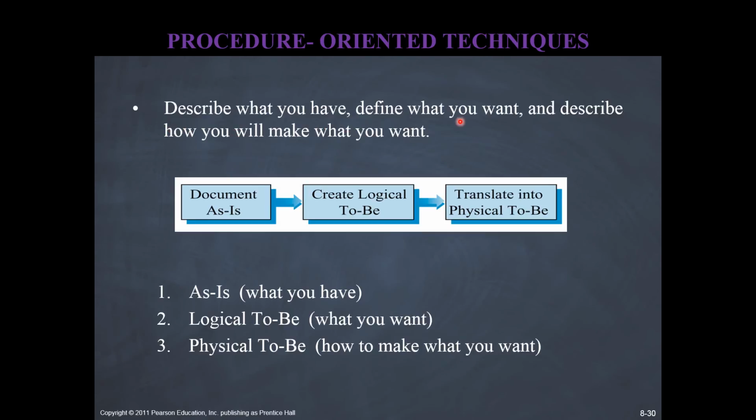Describe what you have, define what you want, and describe how you will make what you want. In other words, first of all, you need to document the as-is situation, the situation that you currently have within your organization. As a second step or second high-level phase, you need to create a logical to-be model. In other words, the state of things is described here, and there's something wrong with the current state of things. So you need to create a model of how things should be in the future. Okay, and then once you create this future vision in the high-level logical form, you translate it into physical to-be, meaning the physical implementation of that logical idea. Okay. So let's talk about each of those three phases behind the procedure-oriented techniques in a bit more detail.